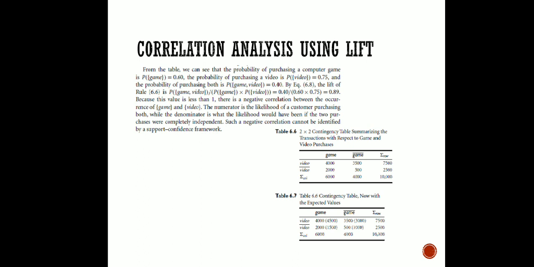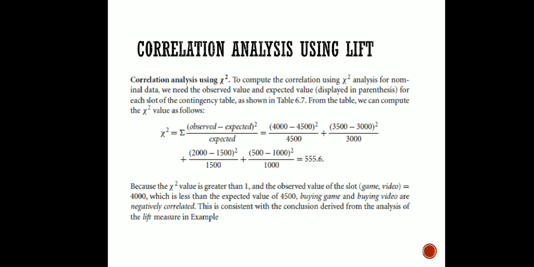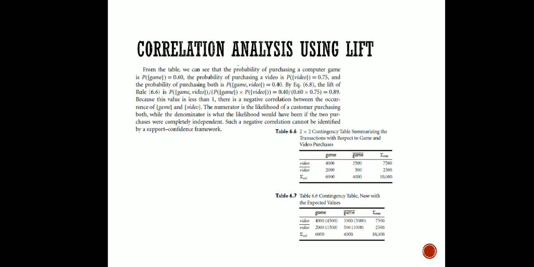Now see another factor. You can use the correlation analysis, that is chi-square correlation. If you remember, observed minus expected whole square divided by expected, and summation of all. Here the observed value is 4000 from the table, and expected was 4500, right? In table 6.7 we have written both values, the expected value and the original value.